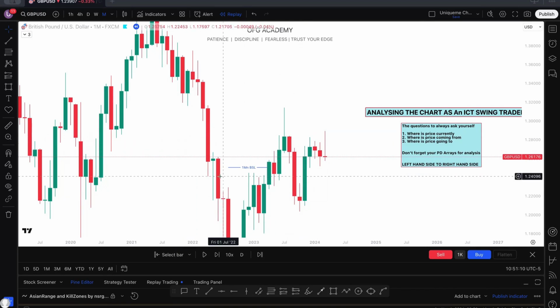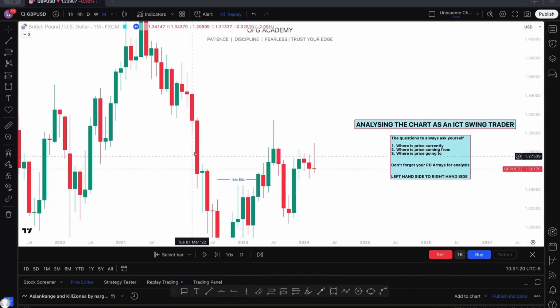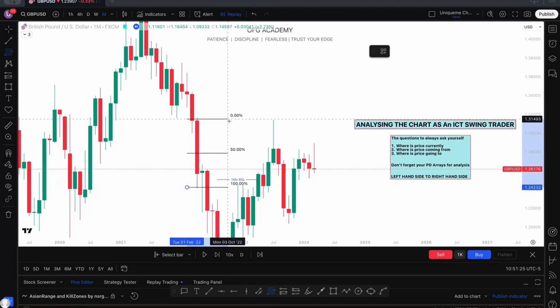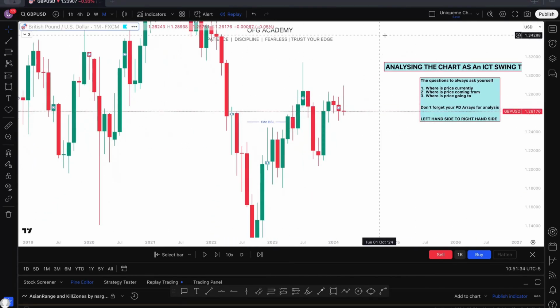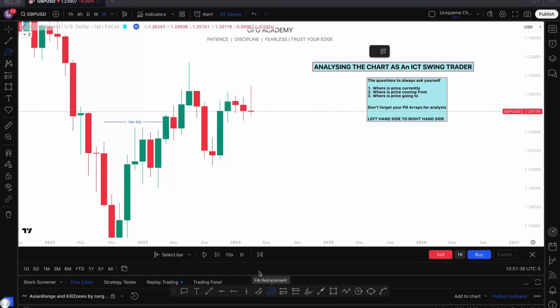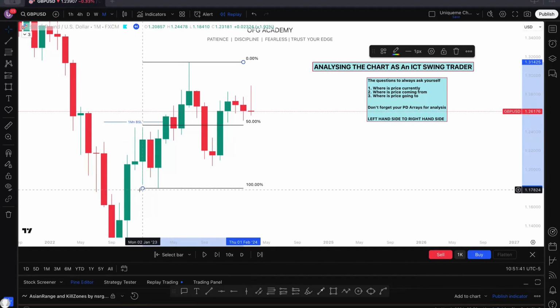Now, if you look at the right hand side here, we have an internal break of structure here. Let me look at this line here. Okay, that's not a break of structure, but what do we have here? We have a fair value gap here, and if I measure it from this low to this high, 50%, consequent encroachment, which market got to and is reacting down, but we'll confirm that on a lower time frame. Now, if I use my Fibonacci from this swing point to this swing high, it will show me that price is at discount.